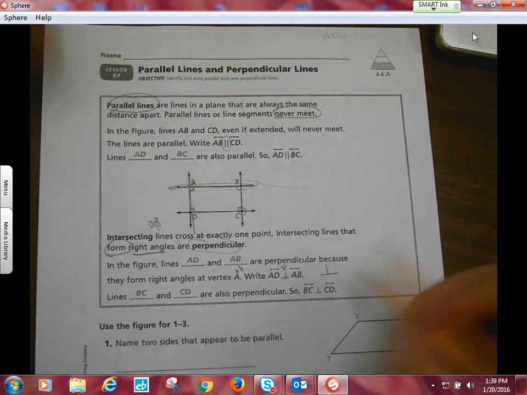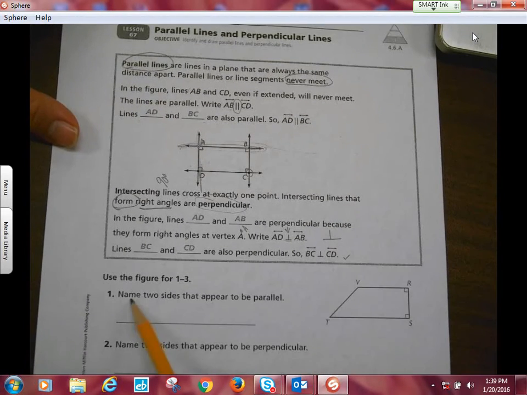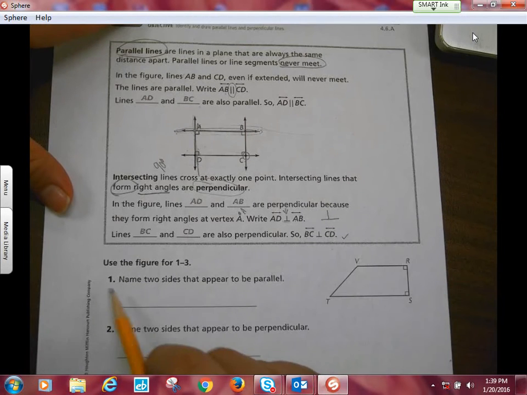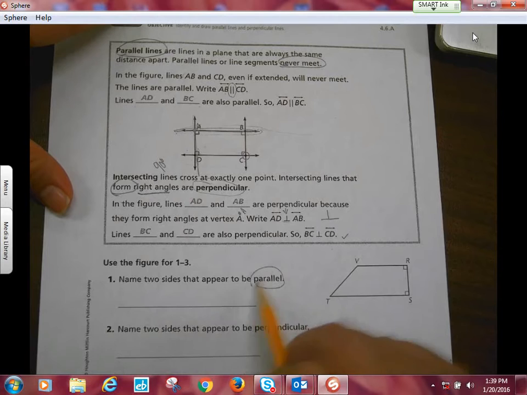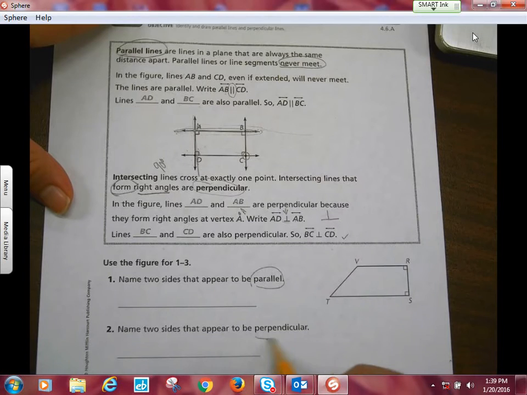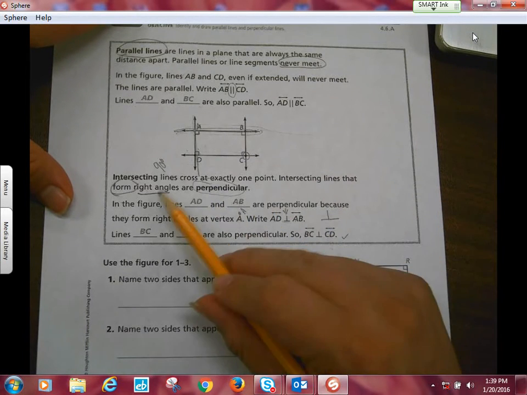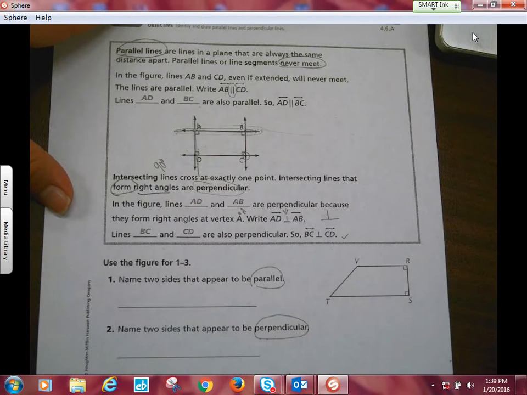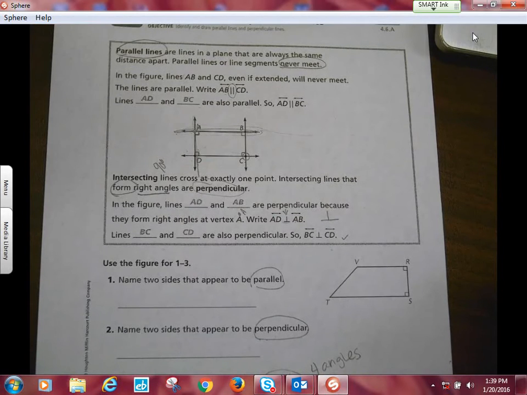Okay, so you can read this last one on your own. For numbers 1, 2, and 3, I want you to pay attention to what kind of lines you're looking for. For number 1, you're looking for parallel. Parallel lines never meet. For number 2, we're looking for perpendicular. Well, perpendicular lines form 90-degree angles. Name two sides that appear to be intersecting, but not perpendicular. So we're looking for lines that intersect for 4 angles, but they do not need to be 90 degrees. Same thing for the back.